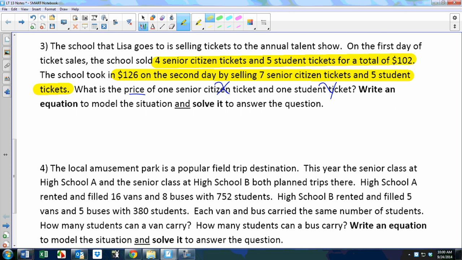All right, so the equation is 4 times X plus 5 times Y should equal $102. The second sentence, 7 senior citizen tickets, so 7 times X plus 5 times Y equals 126.